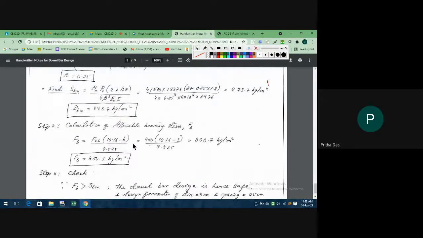Assuming values, we will increase them a bit. Which value, beta, or spacing? Which value will we increase? Suppose we increase the diameter, then what happens? If after increasing the diameter it is still not satisfying, then what can we do?